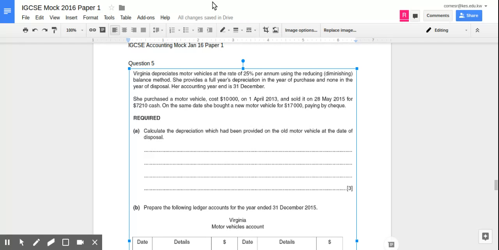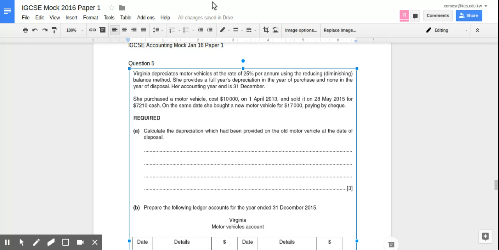So 10,000 times 0.25 gives us 2,500 as the depreciation for the first year. For the second year, we find out the net book value, the carrying amount of this vehicle, which is going to be 10,000 take away 2,500, which is 7,500, times that by 0.25, and that comes to 1,875. A lot of you didn't read what the policy was, and quite a few people did part year, particularly in the first year.